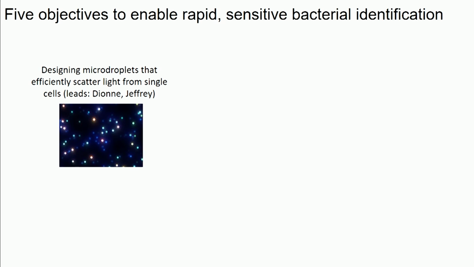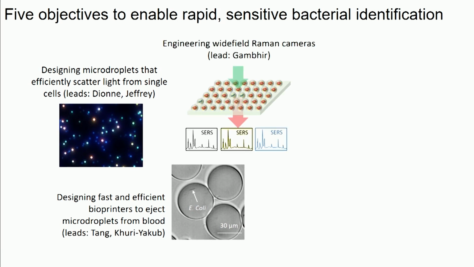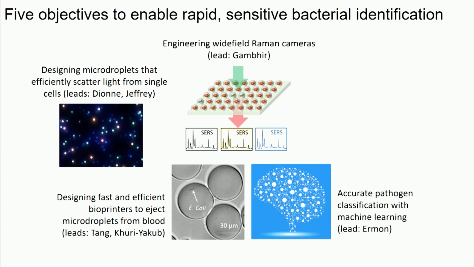The first of which is designing these single-cellular microdroplets that efficiently scatter light, so that way we can get a stronger signal to our hardware. Secondly, we need to make sure we can design fast and efficient bioprinters that can eject the microdroplets from blood. Thirdly, we have to engineer wide-field Raman cameras. Raman is normally a scanning technique, but we want to make sure we can do this basically in a single snapshot or as few snapshots as possible.